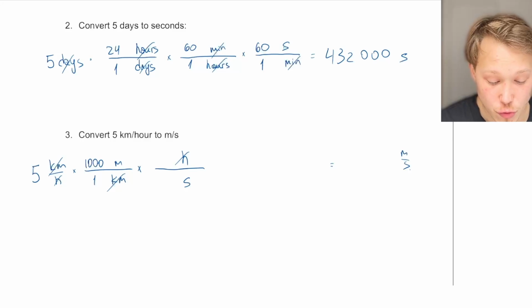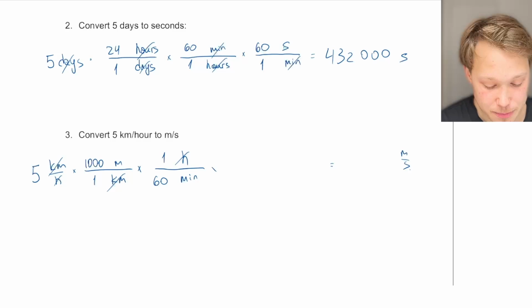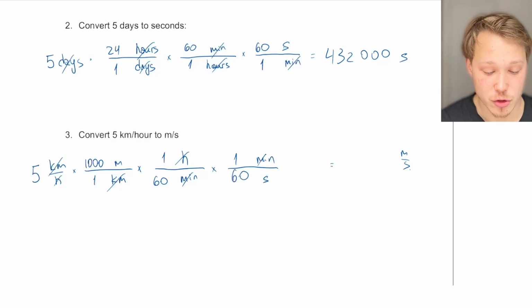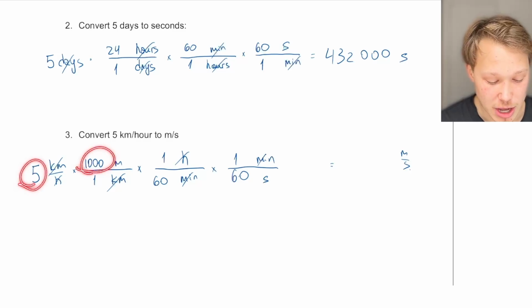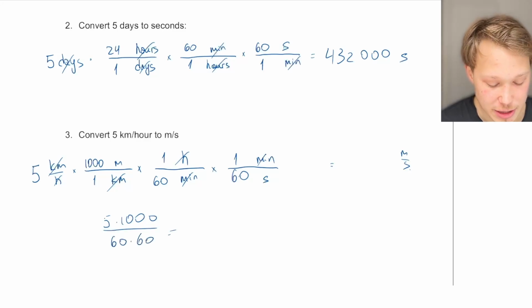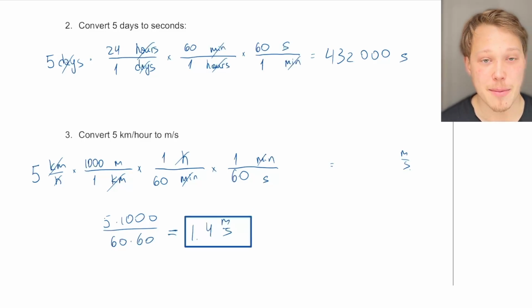So let's firstly do minutes. 1 hour corresponds to 60 minutes. And then to cancel out minutes and have seconds at the bottom, I know that 1 minute corresponds to 60 seconds. So in other words, what I have to do on my calculator is 5 times 1,000 divided by 60 times 60. And the final answer will be 1.4 meters per second. So just like this, I converted 5 kilometers an hour to meters per second.